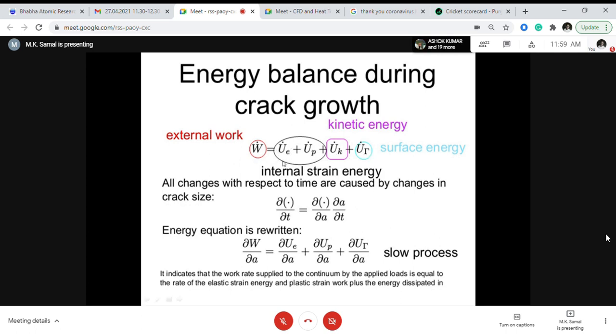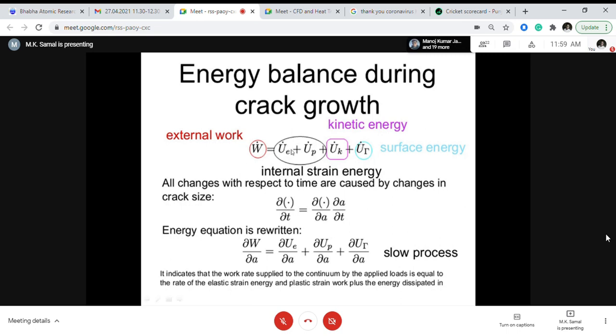One is the elastic strain energy, UE. The other is the plastic strain energy. The third one is the kinetic energy, and I told you if you are applying load at a very high rate, then there will be some kinetic energy also. But if you are applying load very slowly, the kinetic energy will be very small. And the fourth one is the surface energy. This surface energy depends upon the material property, the type of material. For example, glass has some surface energy, or if it is a material like cast iron, it has a different property. It is a material property.